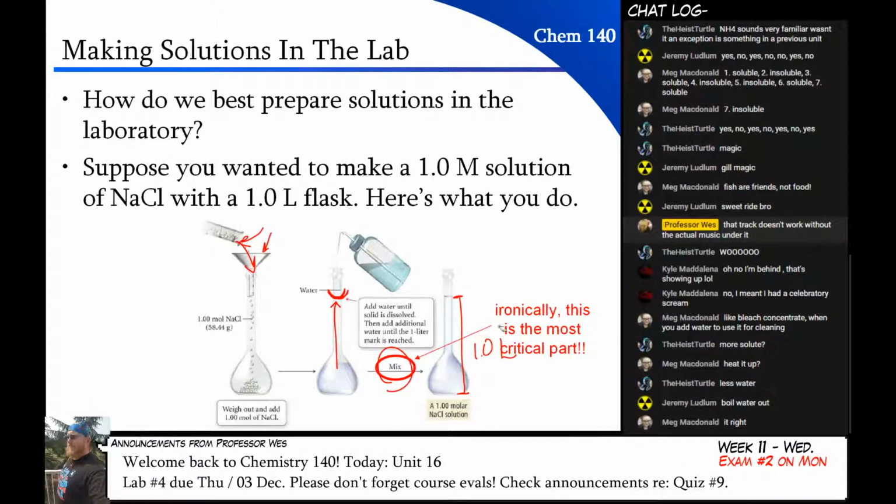You know, for all of the solutions that we're going to be making this quarter, if this were an actual lab class where we were participating in the lab, you would actually be making these solutions today. And then you titrate them.